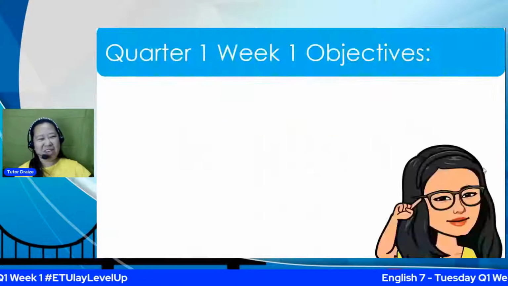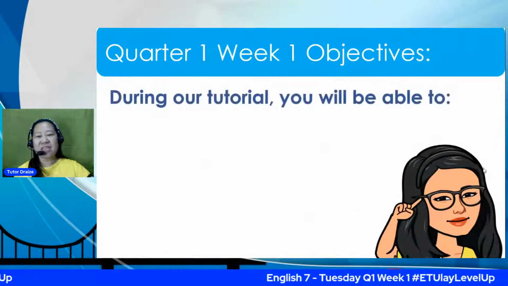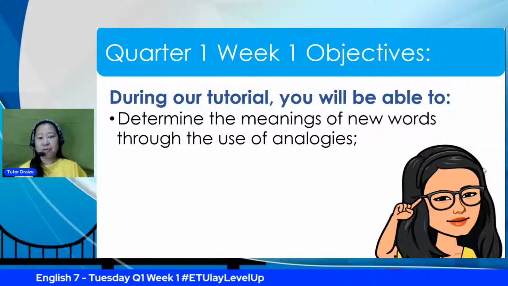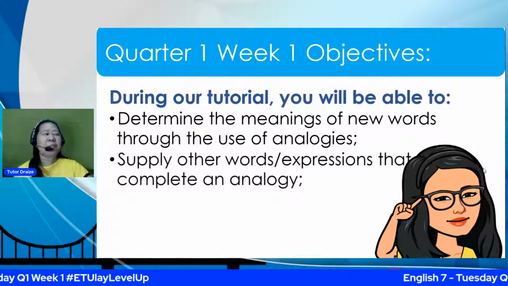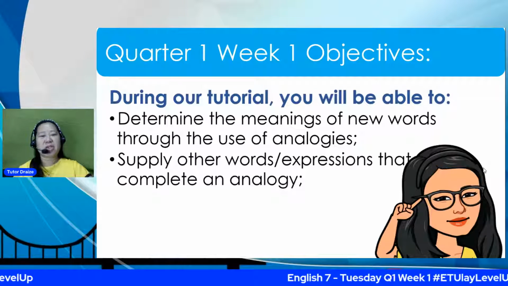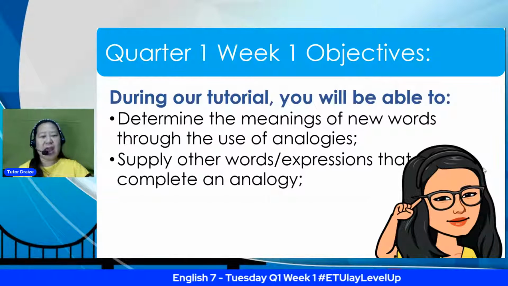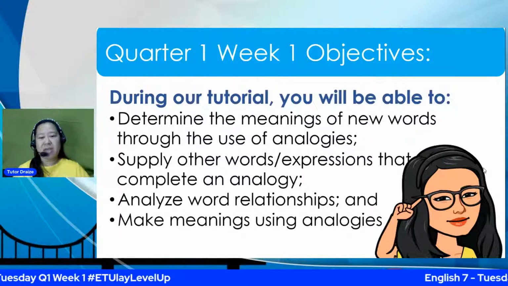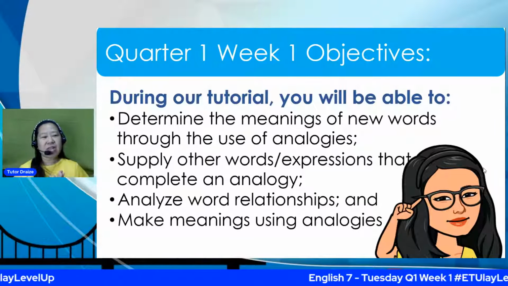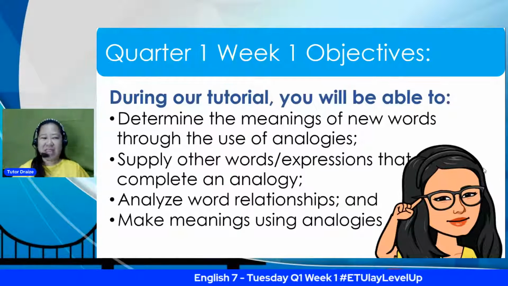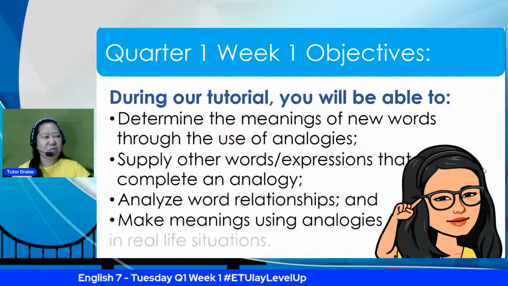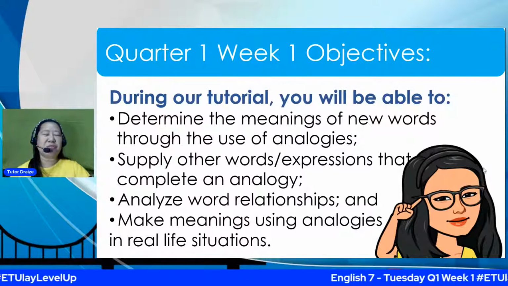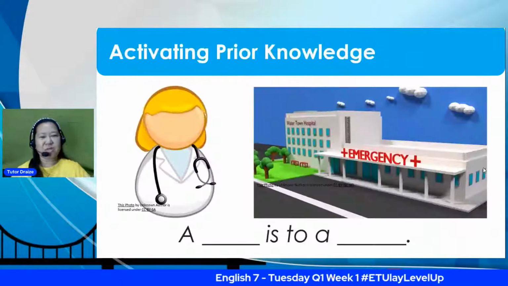So for our objectives, these are the things that you will be learning today. First, you're going to determine the meanings of new words through the use of analogies. We're also going to supply other words and expressions that complete an analogy, analyze word relationships, and make meanings using analogies. So everything about analogies, we will be learning today. I know you're very excited to know more about it. Another thing, by the way, you will be using these analogies in real life situations. So that is really important.